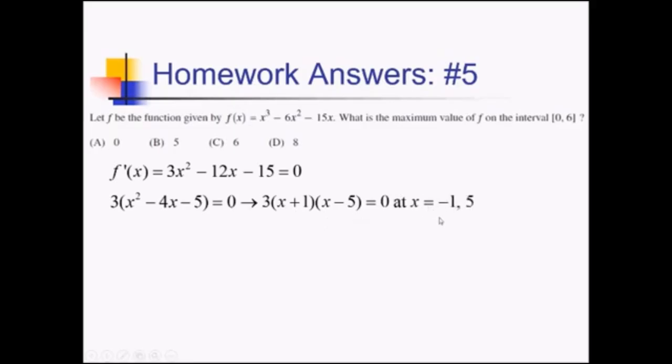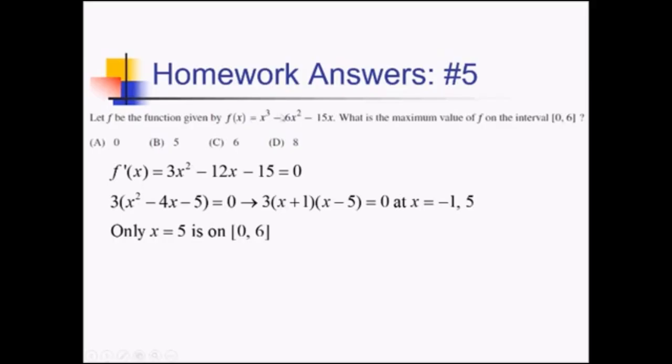But they're not both options because they said the interval from 0 to 6. So that means we don't have to test out negative 1. Only 5 is actually on the interval from 0 to 6. So we only have 3 things to test then for our candidates test: 0, 5, and 6.